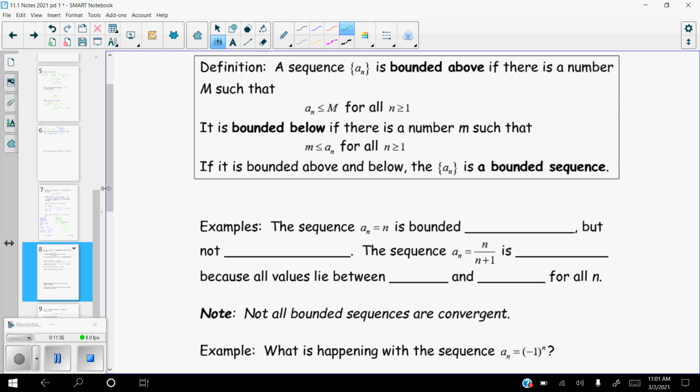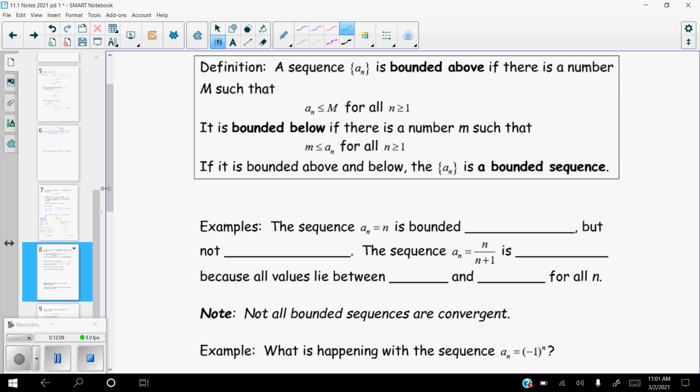To be bounded below, just the opposite idea. In this case, we called it lowercase m. It just means that that has to be the bottommost number that you can't go past. Doesn't mean that you will necessarily hit it, but you can't go past it. And then something is considered bounded above and below. It's called a bounded sequence. So you could be just bounded above, you could be just bounded below, or you could be bounded both ways. And if so, it is just called a bounded sequence.